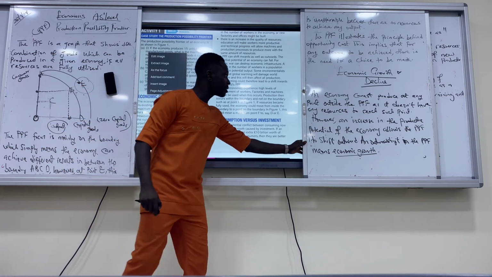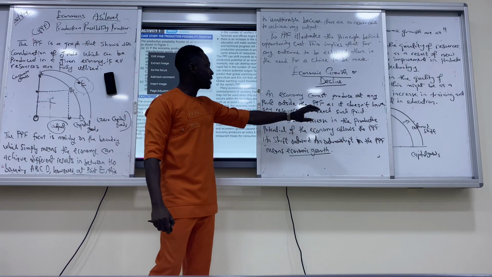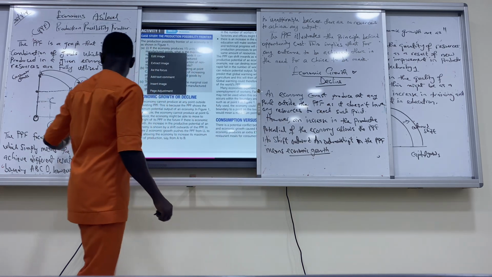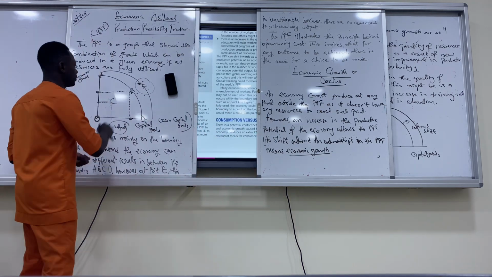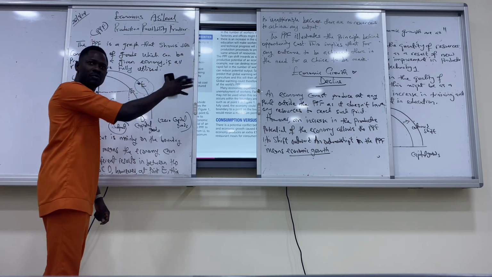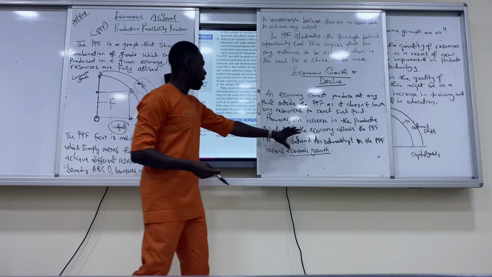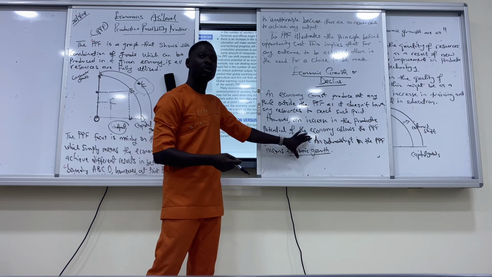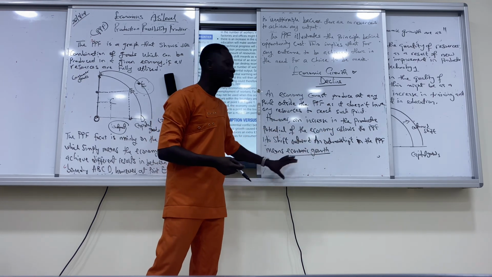So here I wrote, an economy cannot produce at any point outside the PPF as it doesn't have any resources to reach such a point. We cannot produce outside here. We cannot go out of the boundary because we don't have resources to go out of the boundary. However, an increase in the production potential of the economy allows the PPF to shift outward. So an outward shift in the PPF means economic growth.